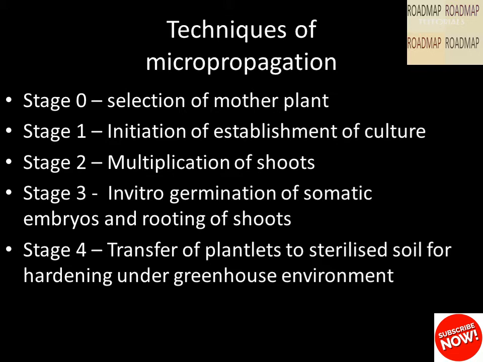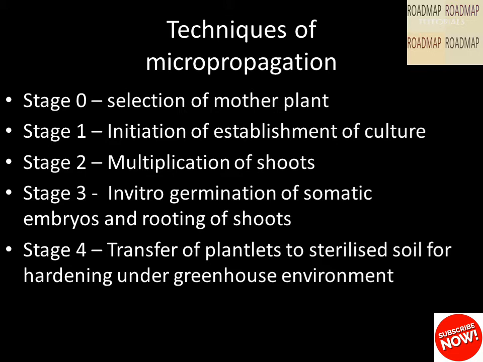So micropropagation basically involves three stages, but some of the authors have also given stage 0 and stage 4. As we all know, micropropagation is a complicated process, and it involves the following stages. Now we'll learn one by one what these stages are.